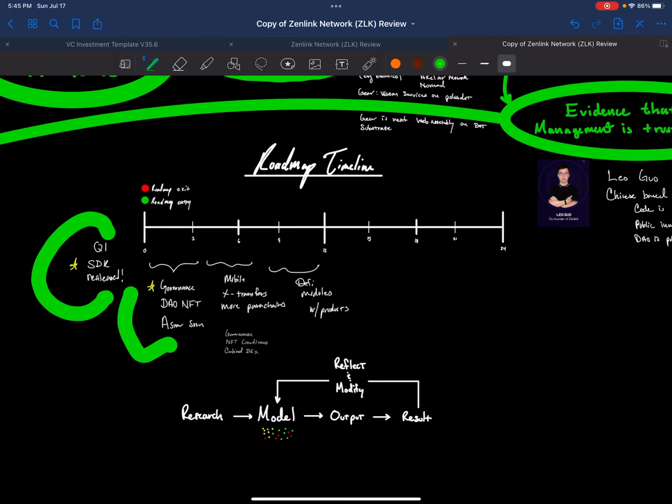Some of the things to be built on in the future are governance, the DAO, NFT abilities, Astar parachain connection, mobile interfaces, cross transfers between chains, which is a big one too. More parachains, DeFi modules, that's another big one. So this looks like a pretty good timeline. The better they do at delivering this timeline, the better I think this project could perform. So hopefully they can deliver on all these promises.